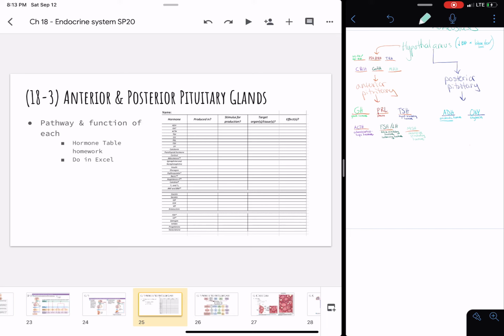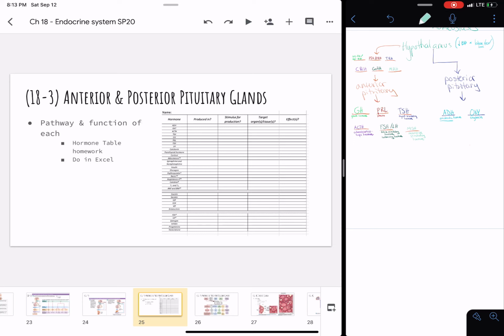And the idea of this table is for you to go through each hormone: where it's released from, where it's produced from, what stimulates it to be produced in the first place, where it goes after it's made, and then what the effects are whenever it finally gets to its target tissue.